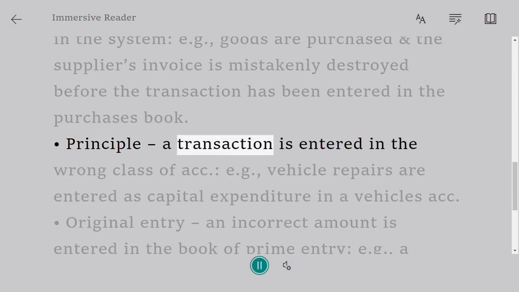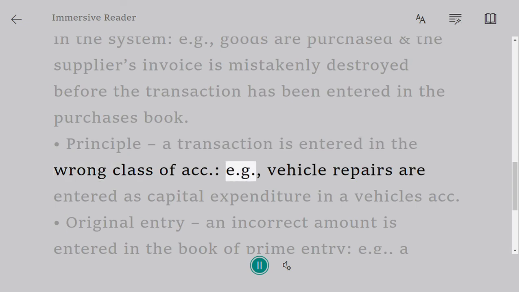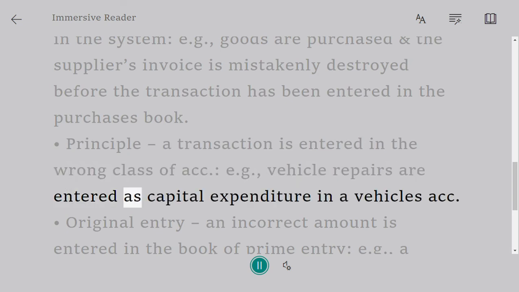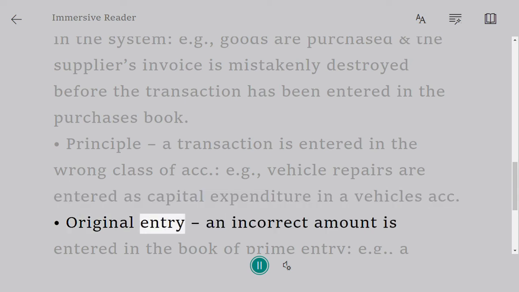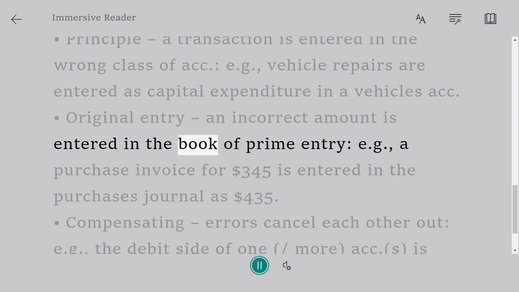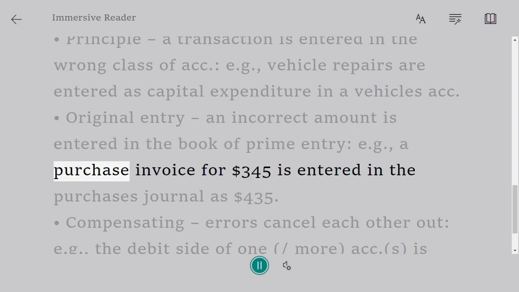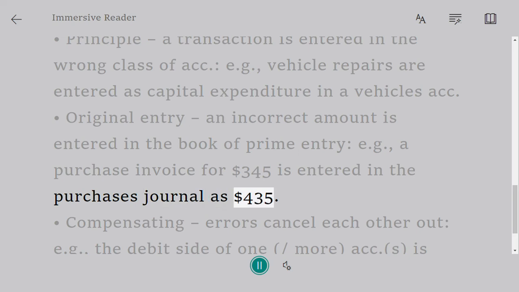Principle: a transaction is entered in the wrong class of account. Example: vehicle repairs are entered as capital expenditure in a vehicle's account. Original entry: an incorrect amount is entered in the book of prime entry. Example: a purchase invoice for $345 is entered in the purchases journal as $435.